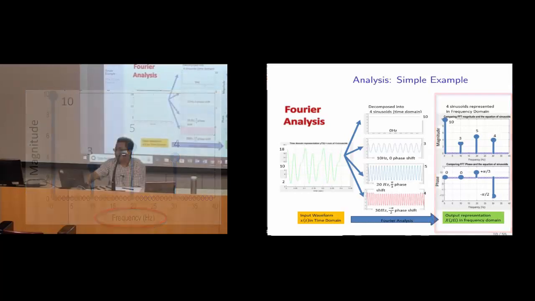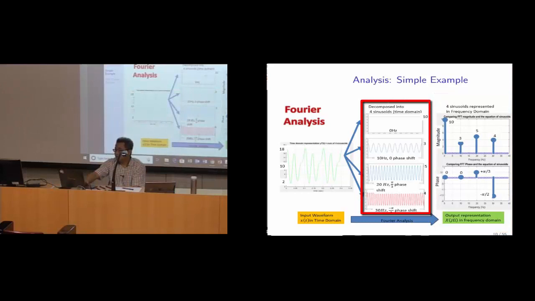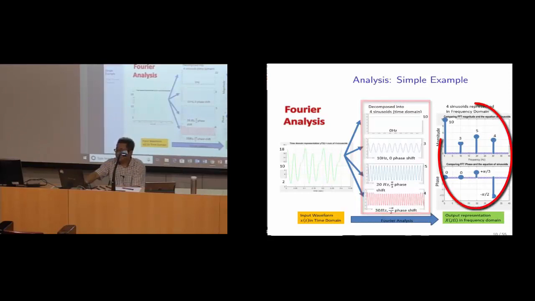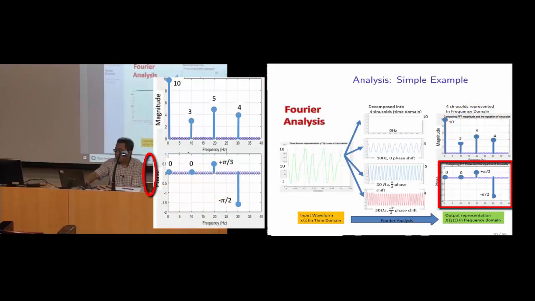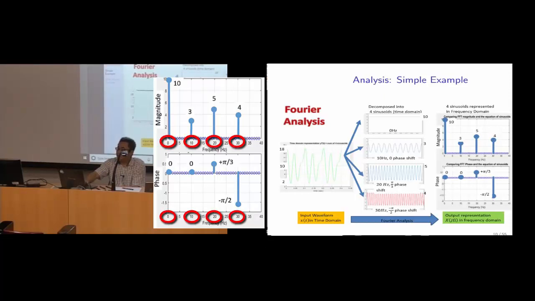Remember we have four graphs. Each one of the graphs represents one cosine wave. Let us see how we represent these four graphs in these two graphs. The top graph, the vertical axis, is called the magnitude. Here, the vertical axis is called the phase. These two graphs together represent the magnitude and the phase of a cosine wave at a particular frequency.